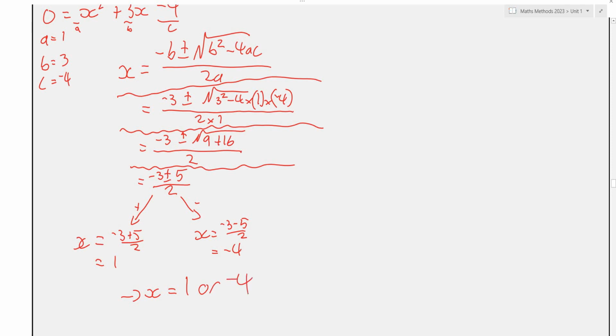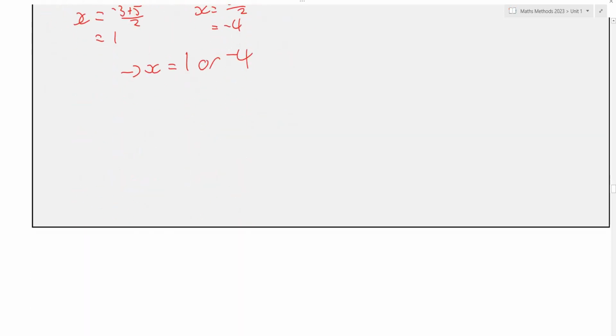Does that track with what we solved using factorizing? Wrong. A lot of people feel that same way. Exactly. Okay, I'm going to move off here.